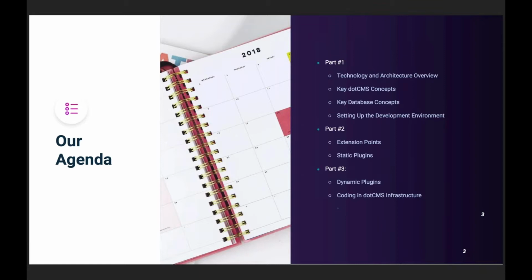The training is divided in three parts. In part one, I'm going to talk about the technology and an architectural overview, just to show you kind of how things work in dotCMS, as well as some of the dotCMS key concepts. And we're also going to talk about the key database concepts.